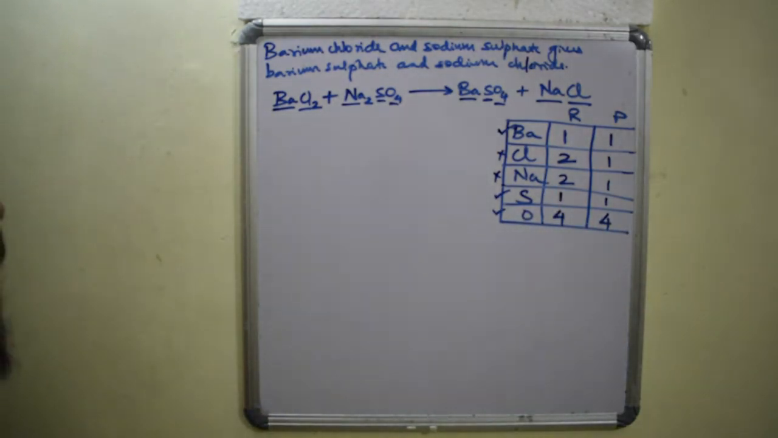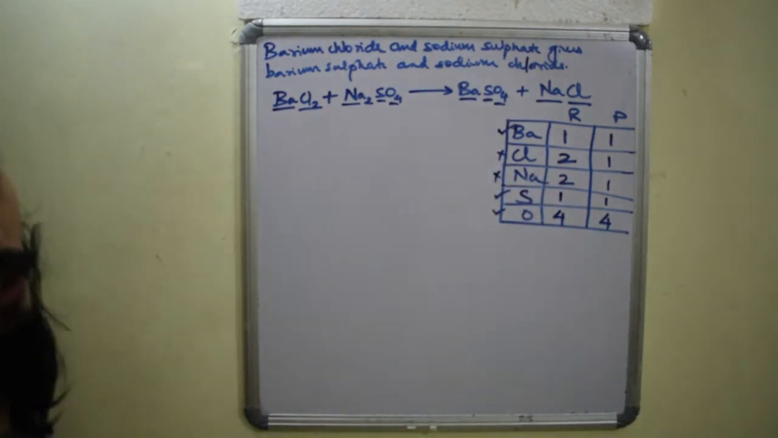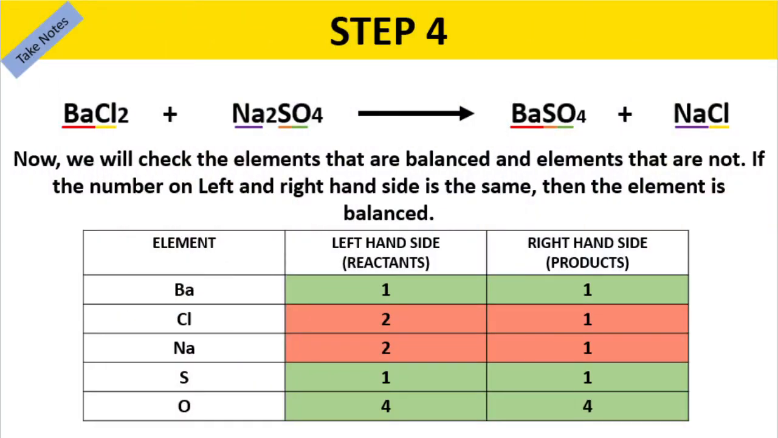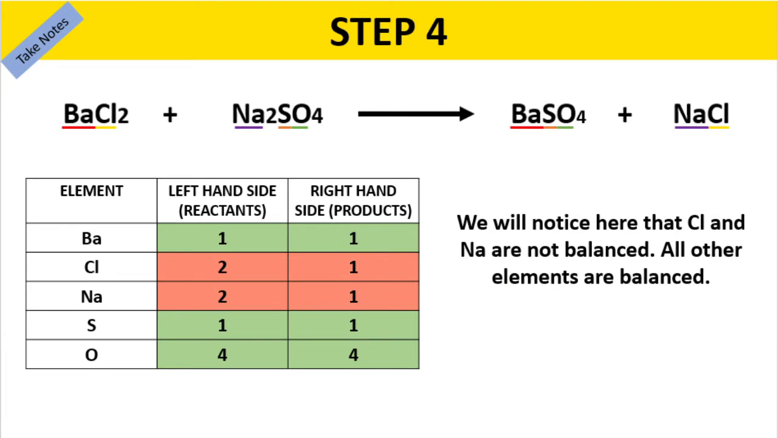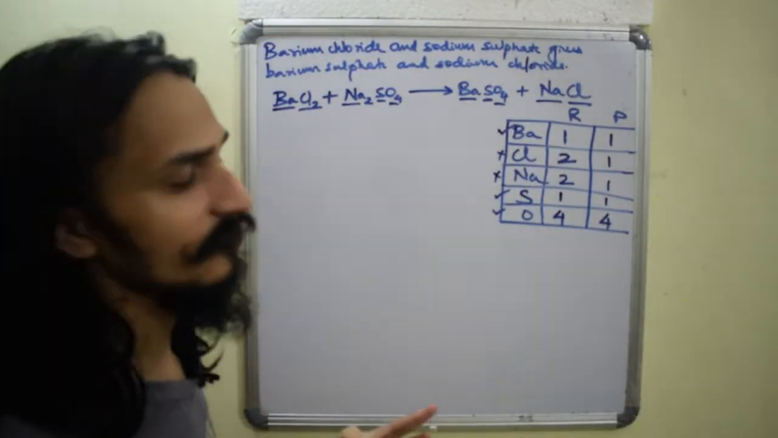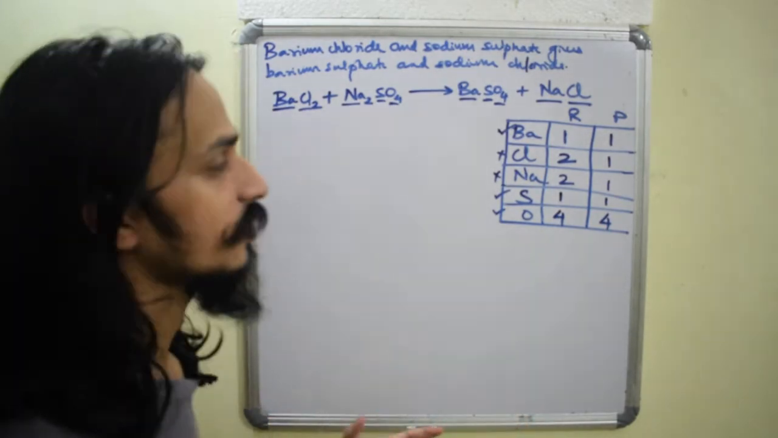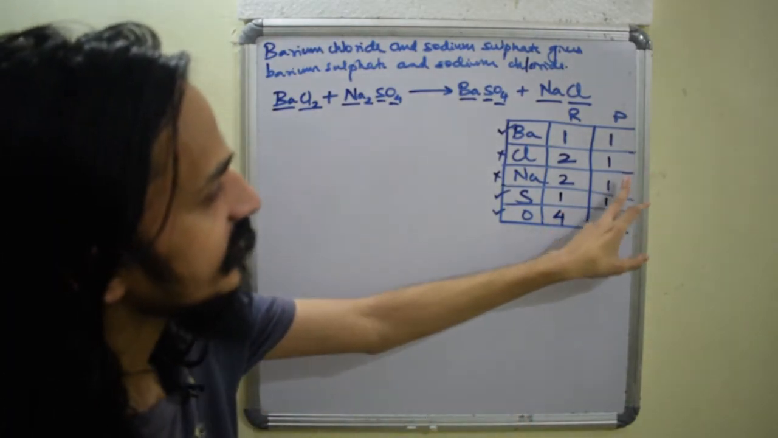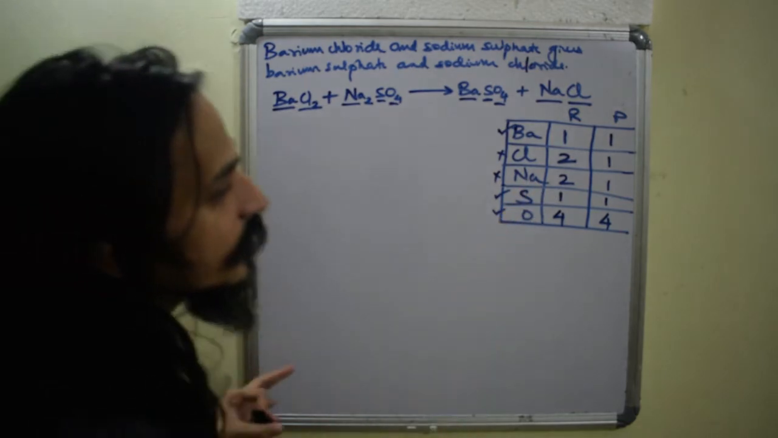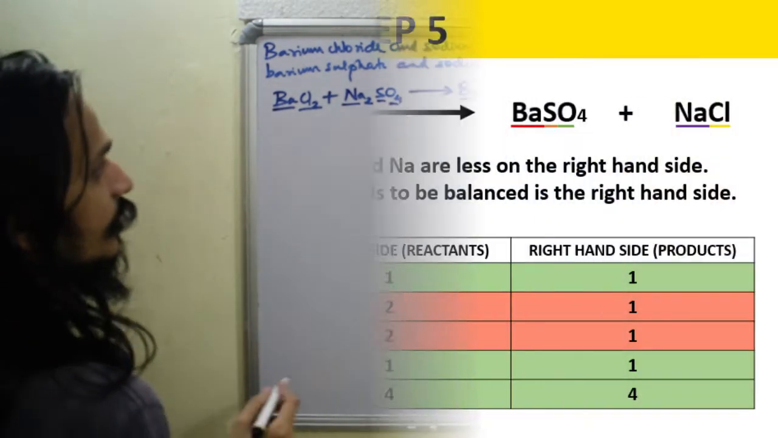So now I need to understand how do I balance what is not balanced. Okay, so I know sodium and chlorine need to be balanced. Next step is figuring out where the chemicals are less, or where the elements are lesser. Now it's very clear that the right side is less, right? Because there is only 1 on the right side. So I figured out where my sodium and chlorine are less, which is the product side.